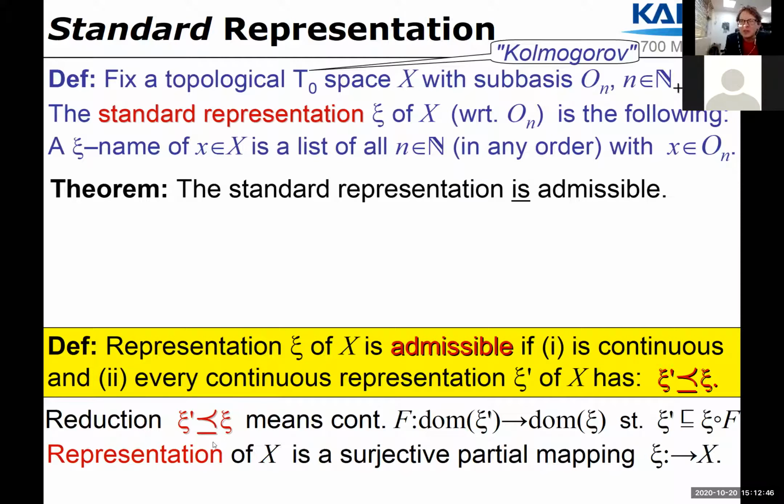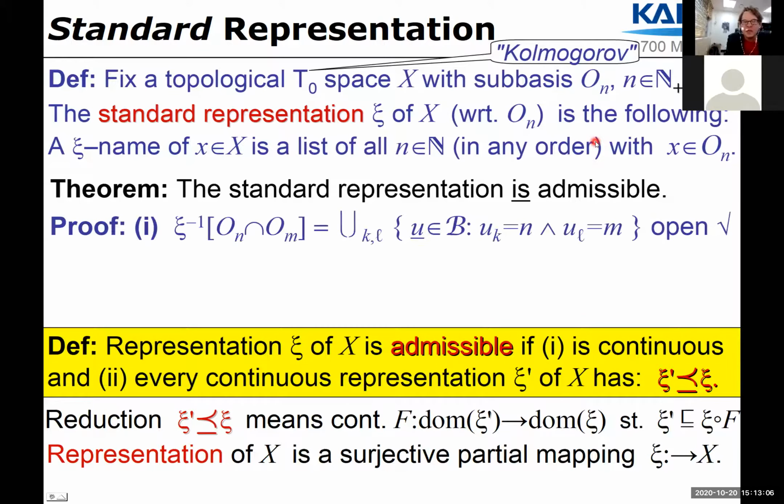Okay, and for admissibility, let us recall the two properties of an admissible representation. The first property is that it must be continuous, right? That was the first property. So let's check why this mapping is continuous. And here's a proof. How are we going to prove continuity? We're going to prove that the preimage of an open set is open.